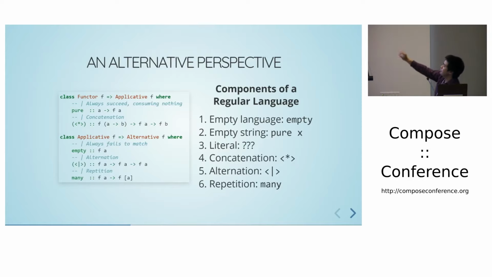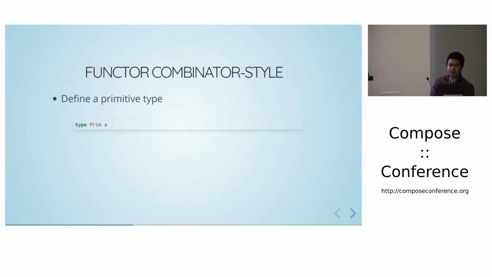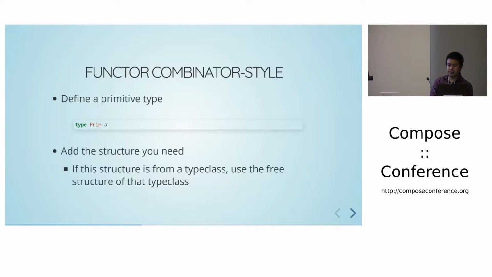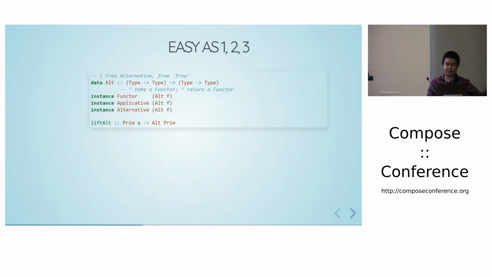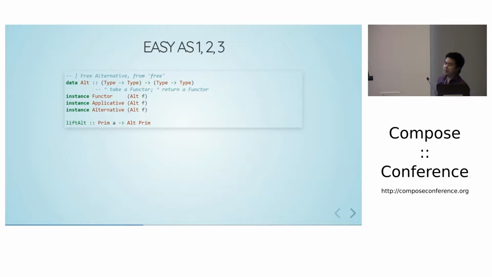And these 5 things come from a type class. We can use the free structure of that type class to get these 5 things for free. They come automatically using a functor combinator. So this is the full process. This is from the free package, the free alternative.